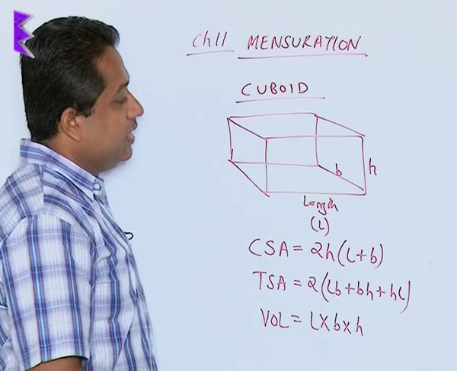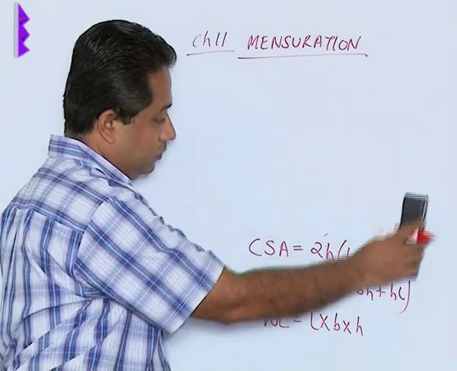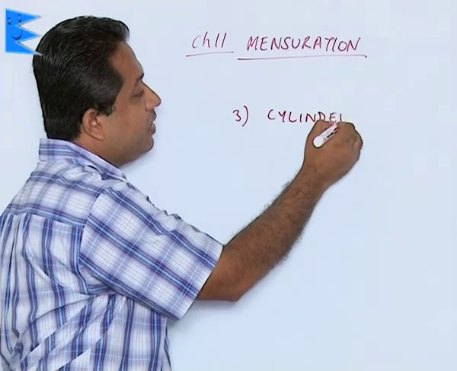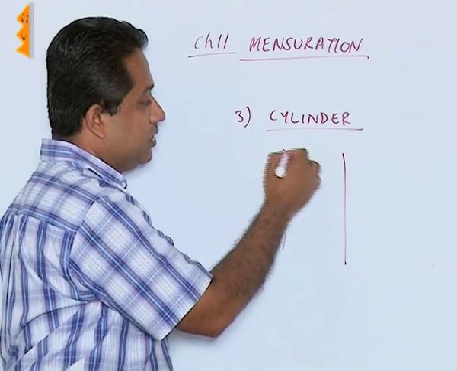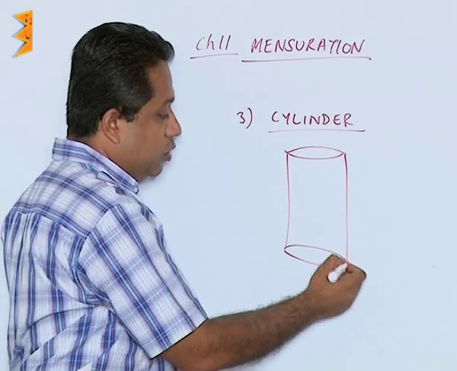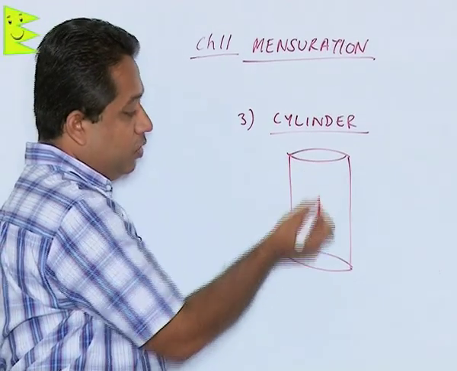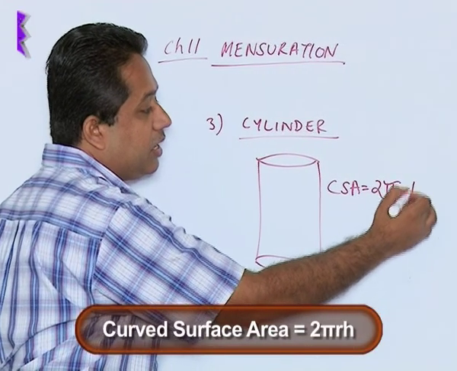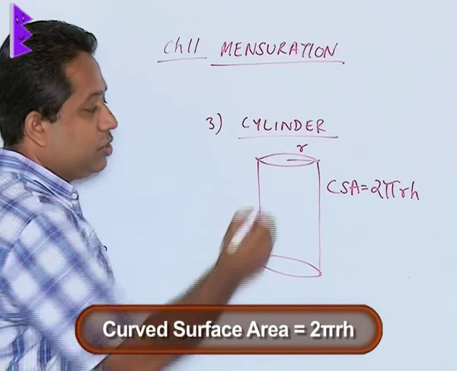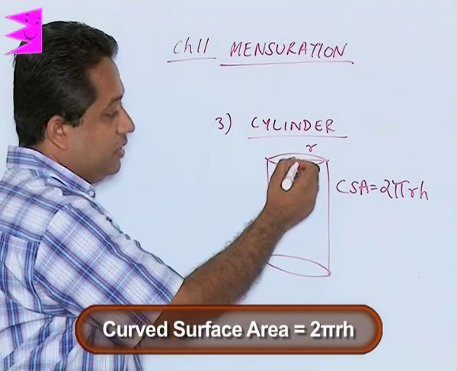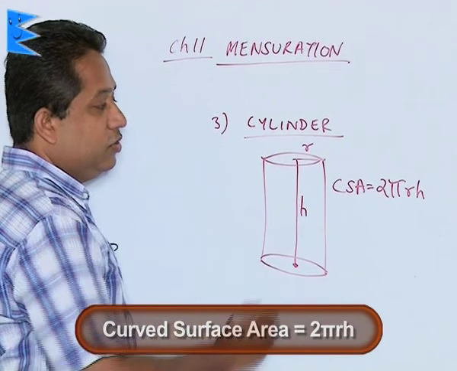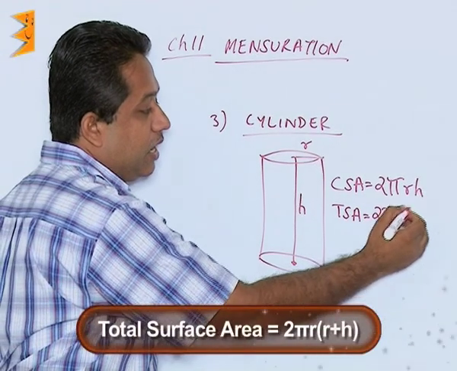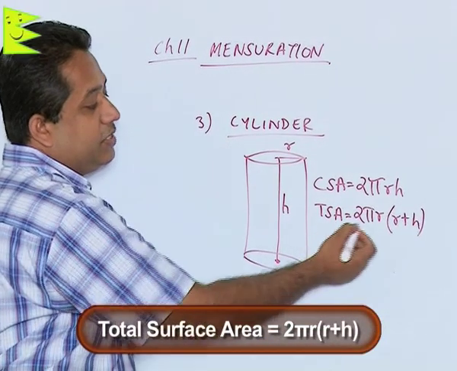Next we see the cylinder. Now, in a cylinder, again we have a curved surface area and a total surface area, because the two ends can be open or closed. If it is open, then we will apply curved surface area, which is equal to 2 pi r h. This is the radius of this portion, these are circular portions, and this is the height of the cylinder. So, 2 pi r h, total surface area will be 2 pi r bracket r plus h. Why is it 2 pi r bracket r plus h?